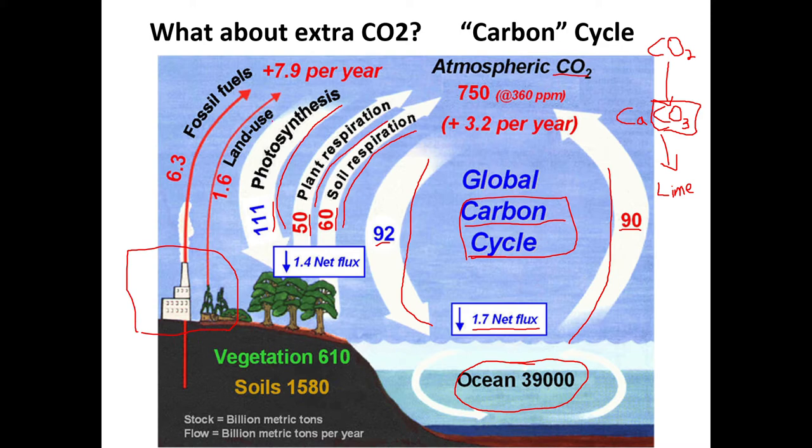And then over here, we've got what people do. We've got land use from clearing the land and farming, and then we also have fossil fuel emissions, which are adding about 7.9 billion metric tons per year into the atmosphere. And these numbers are small compared to these large numbers.